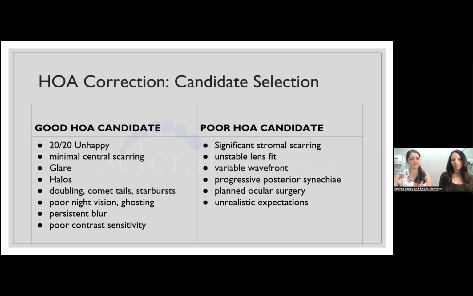Now, there are, again, a few things that we have to have in place before we even consider fitting an HOA lens. Number one is connection with a manufacturer that can actually do it. It will become more and more common. We're seeing it more and more.